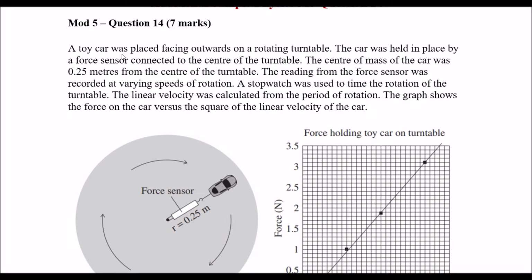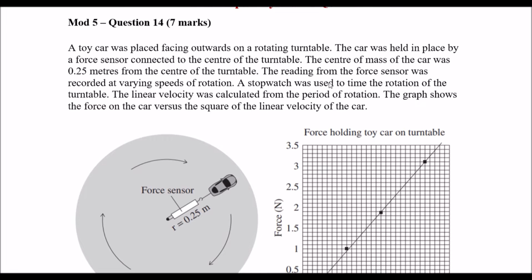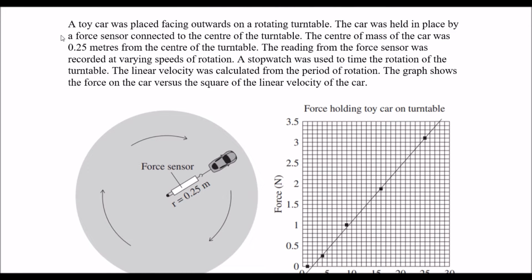We have a toy car placed facing towards a rotating turntable table, as you can see here. The car was held in place by a force sensor connected to the center of the turntable table. The center of mass of the car was 0.5 meters. That's our radius of circular motion from the center of the turntable table.